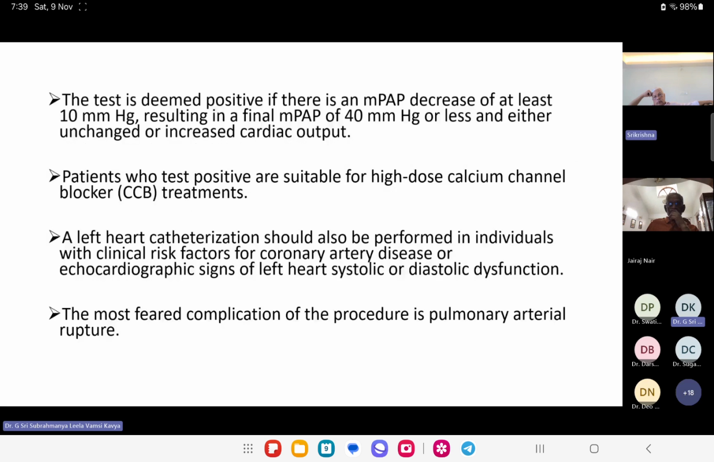The test is deemed positive if there is a mean pulmonary artery pressure decrease of at least 10 mmHg, resulting in a final mean pulmonary artery pressure of 40 mmHg or less, and either unchanged or increased cardiac output. Patients who test positive are suitable for high-dose calcium channel blocker treatment. A left heart catheterization should also be performed in individuals with clinical risk factors for coronary artery disease or echocardiographic signs of left heart systolic or diastolic dysfunction. The most feared complication of the procedure is pulmonary arterial rupture.